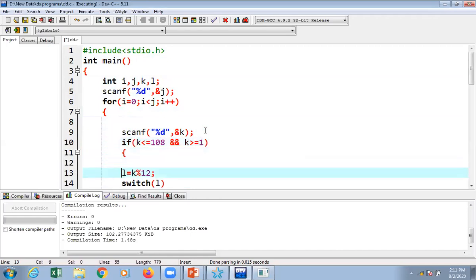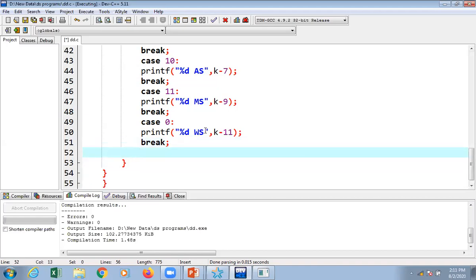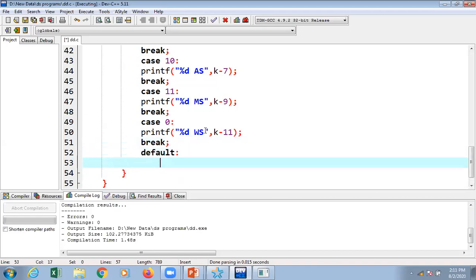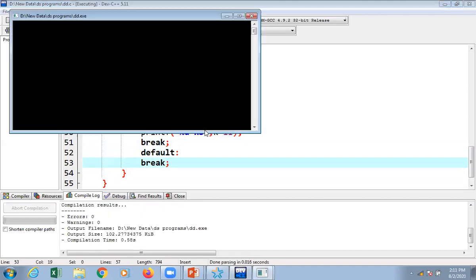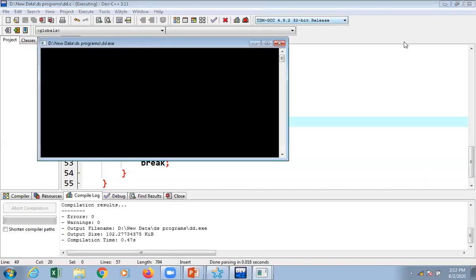So this bracket should come here, and we can also have the default case, and that should be here. So if I put one test case and 109, then it will not give me any output. And if I put one test case and the input is 0, then it should not give me any output. Otherwise, it will be giving the output.